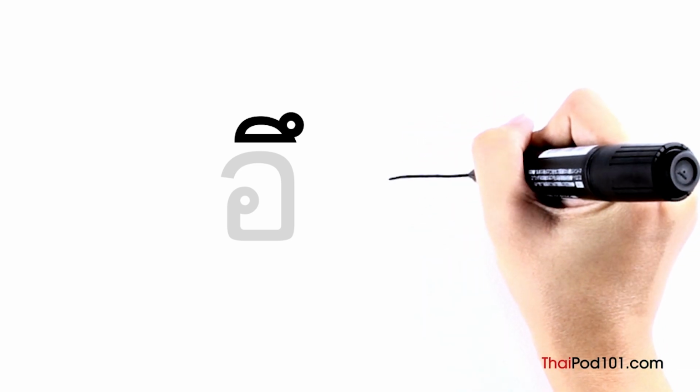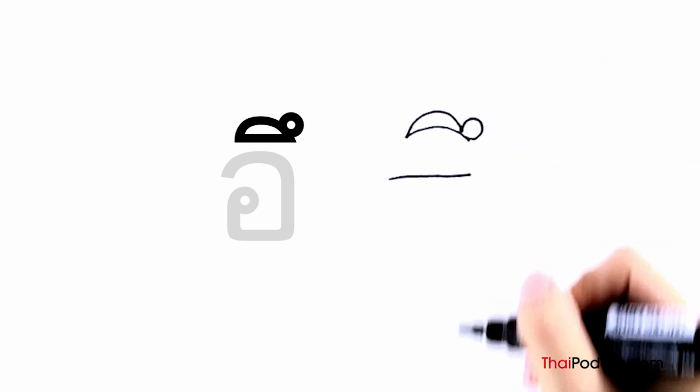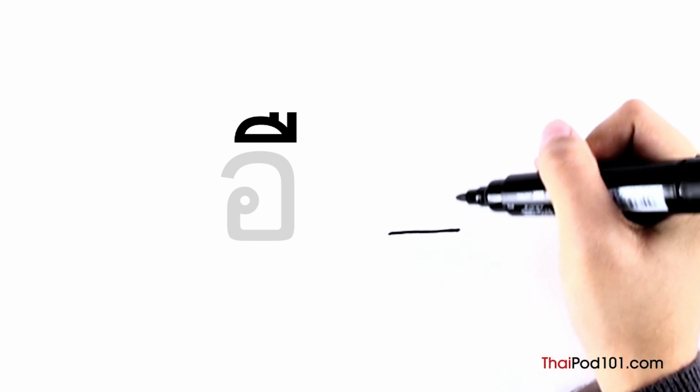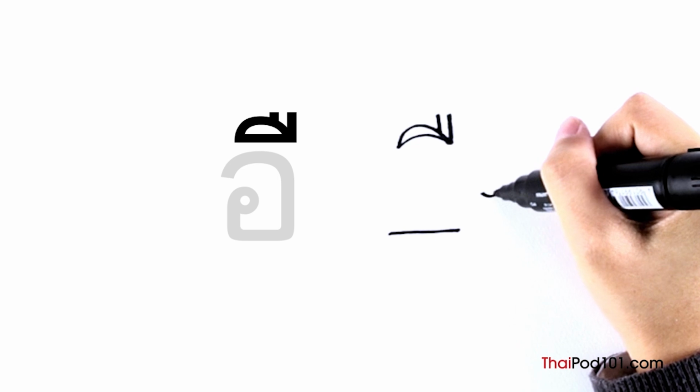Both of these vowels are written above a consonant. To write สระอึ you start by making the shape of สระอี, then you add a tiny clockwise circle. For สระอือ you start by writing it like the vowel สระอี, then you add an extra vertical line to the left of the first one.